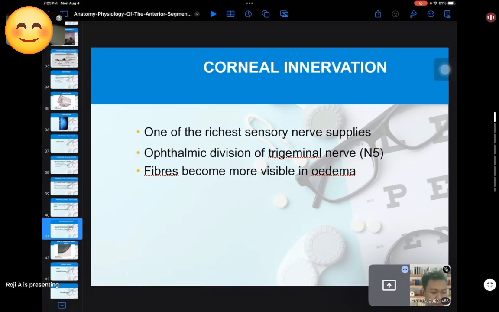So, corneal innervation: one of the richest sensory nerve supplies is the ophthalmic division of the trigeminal nerve. That is for your corneal innervation. Now, the fibers become more visible when you have edema. So when do you have edema? When do you have edema?